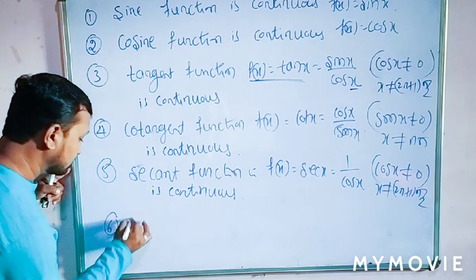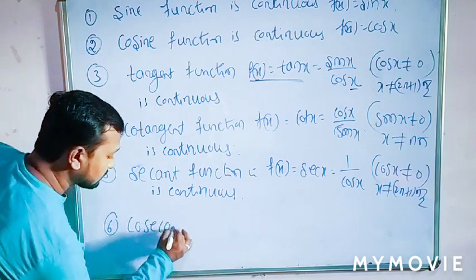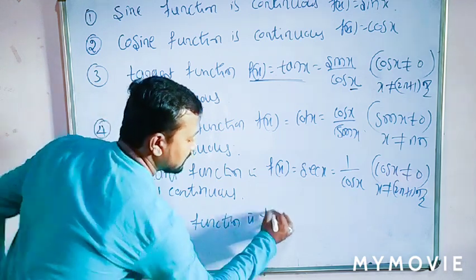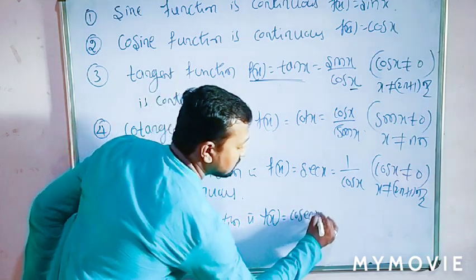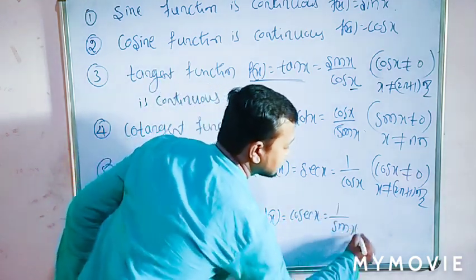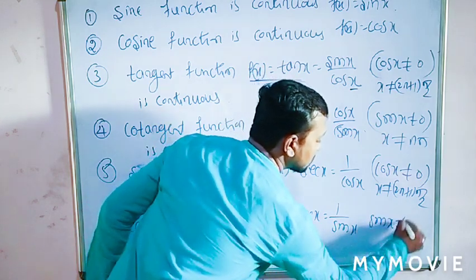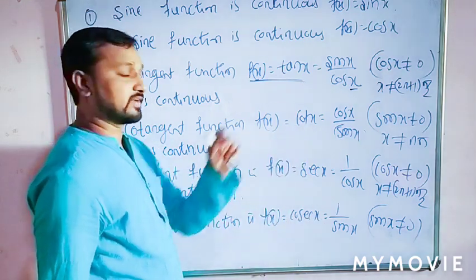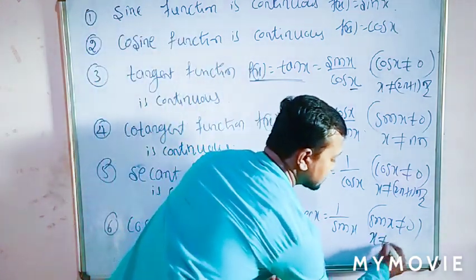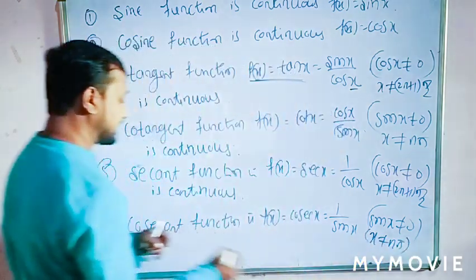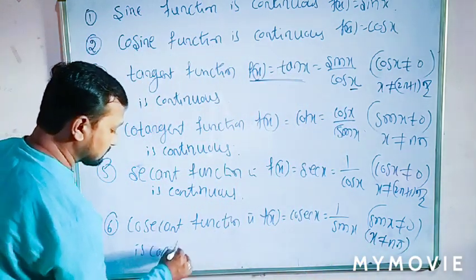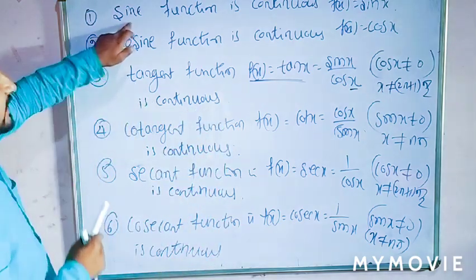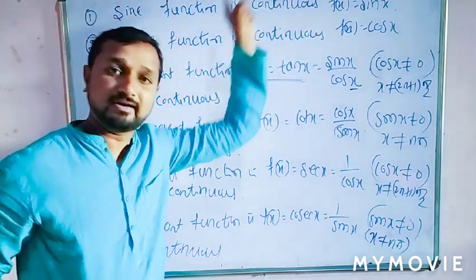And sixth one, the cosecant function, that is f of x equal to cosec x, that is 1 divided by sin x. Here also sin x is not equal to 0. Suppose sin x equals 0, the cosec function is not defined. That is nothing but x is not equal to n pi. Okay, it is continuous.